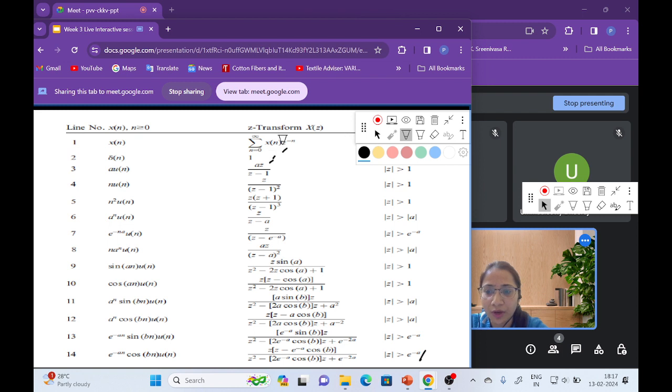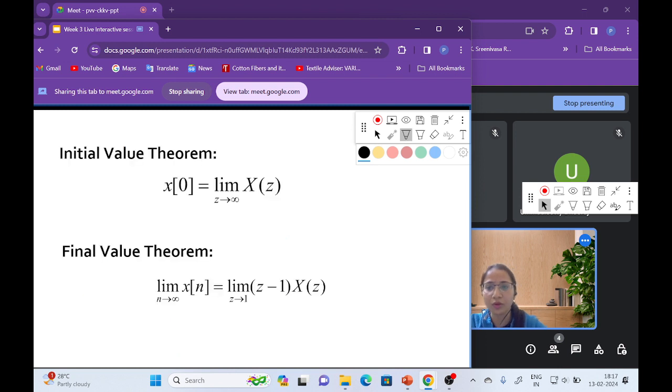Okay. So I think you have gone through these formulas, or have you solved them? So just see here, we will use this while solving our problems. The next concept is the initial value theorem and the final value theorem. Most of the questions are based on these 2 points also. This will be helpful for you.